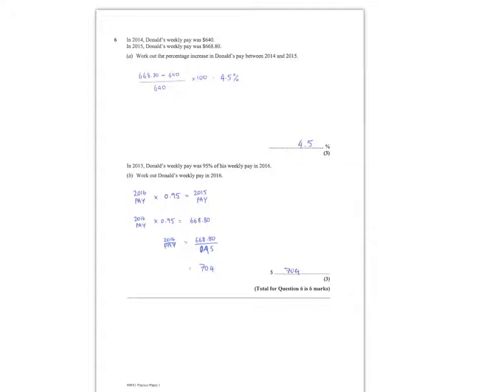Now to work out Donald's weekly pay in 2016, well, if we think about the sentence carefully, in 2015 Donald's weekly pay was 95% of his weekly pay in 2016, i.e. his 2016 pay times by 95%, which as a decimal is 0.95, equals his 2015 pay. Now the 2015 pay we know, £668.80, and if I divide that by 0.95, that will give me my 2016 pay of £704.